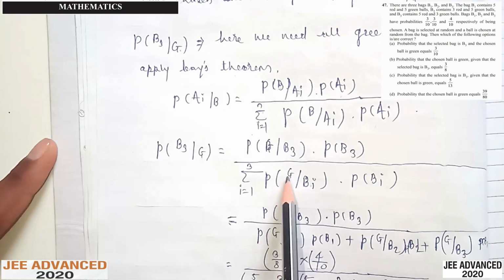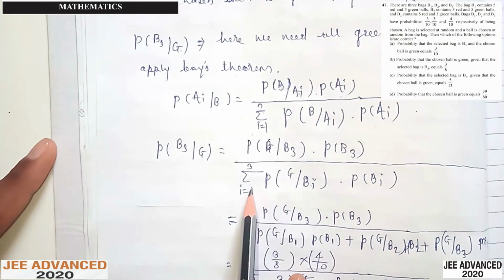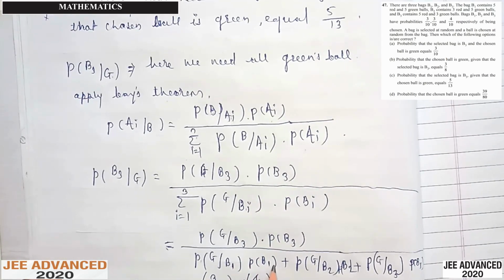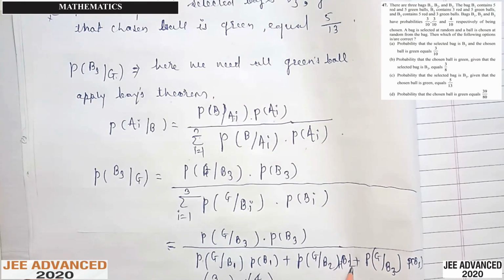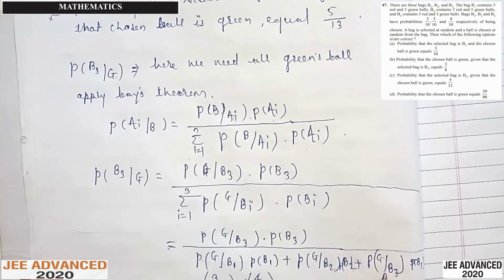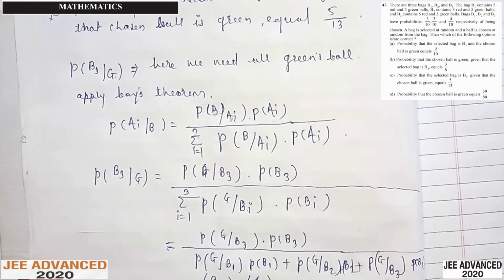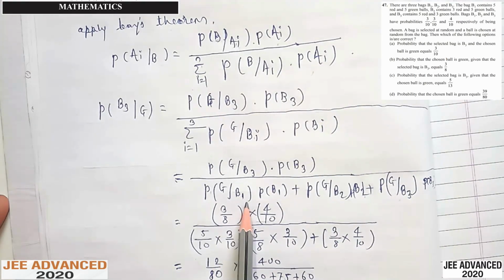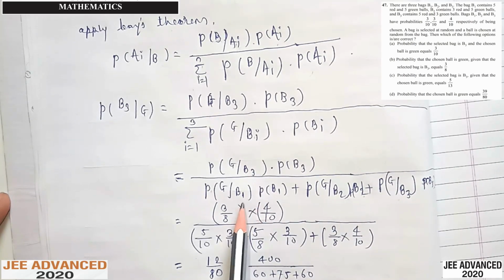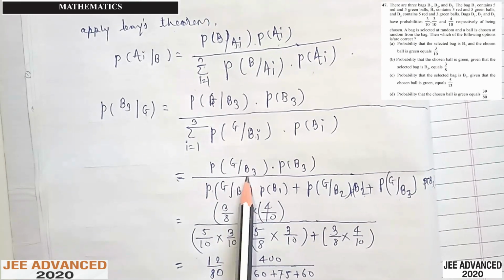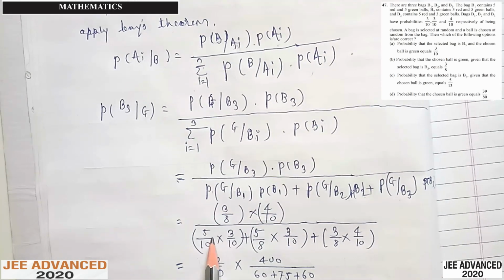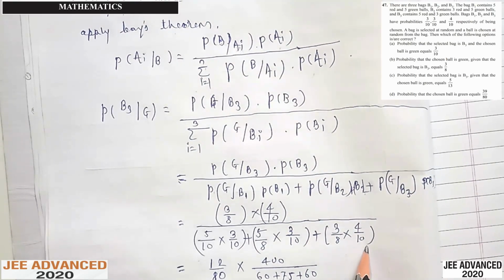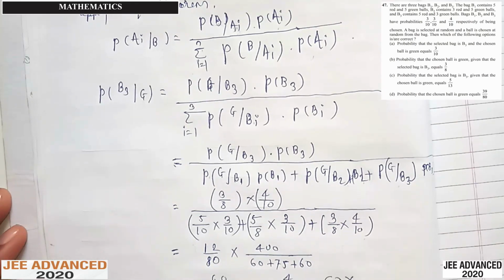The numerator stays the same, so expand that summation, i equal to 1 to 3. So the probability of a green ball given B1 plus the probability of B1, the probability of a green ball given B2 plus the probability of B2, and plus the probability of a green ball given B3 into the probability of B3. Here I have written the addition separately. Now put the values: green ball given B3 is 3 by 8, probability of B3, green ball given B1, probability of B1, green ball given B2, probability of B2, green ball given B3 and probability of B3. Put all values over here and go for the calculations.